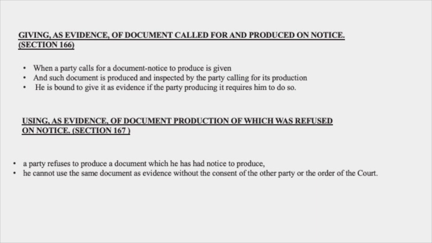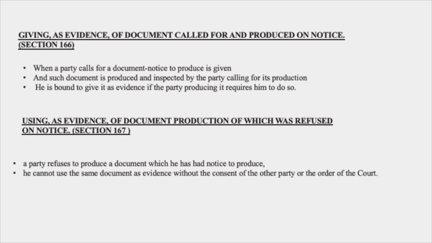Giving as evidence documents called for and produced on notice is dealt with under section 166. When a party calls for a document and notice to produce the same is given, and such document is produced and inspected by the party calling for its production, in case the party requires the same document to be produced as evidence, he is bound to do the same.